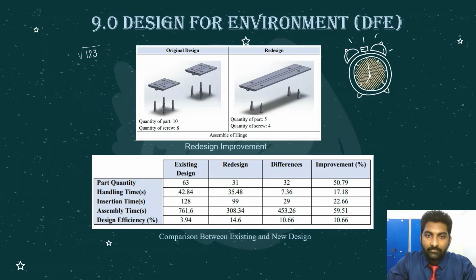Next, design for environment is a technique to minimize the environmental impact of product manufacturing and service. In this project, we have reduced the number of parts by approximately 50.79%, which will result in significant time and resource saving during assembly. For example, we have reduced the number of screws from 8 to 4 and the number of parts from 10 to 5. This will directly improve the design efficiency of the walking stick and also reduce environmental pollution.